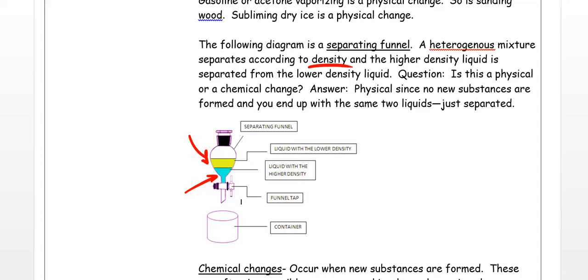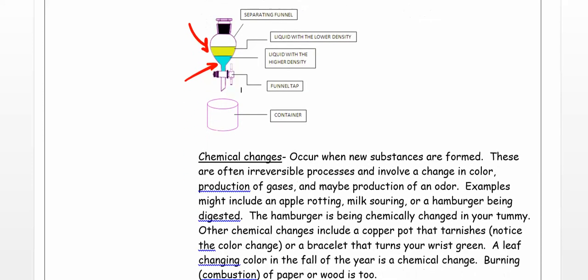Well, it's physical, since no new substances are formed and you end up with the same two liquids. They're just separated. So for example, if I had water and olive oil, the water would be on the bottom and the olive oil would be on the top. They're separated because of density differences and also because of differences in the types of forces that are holding them together, but nonetheless they're separated. So the separating funnel is going to be a physical type of separation.